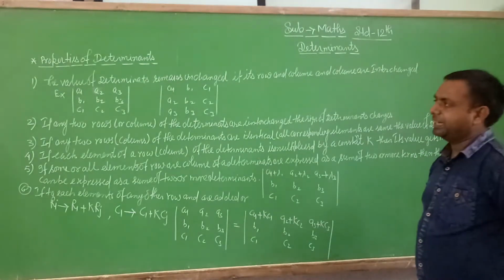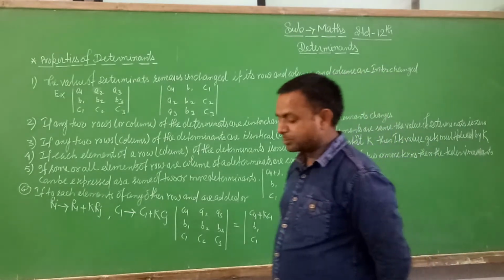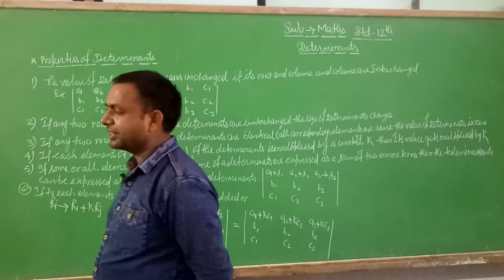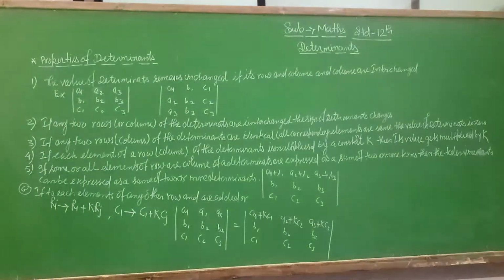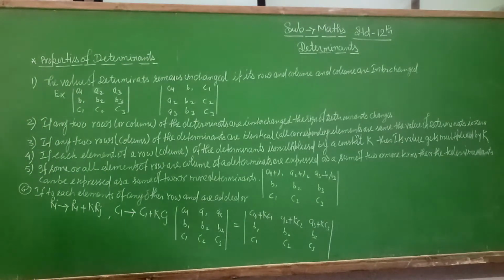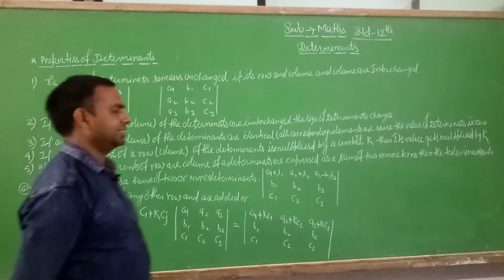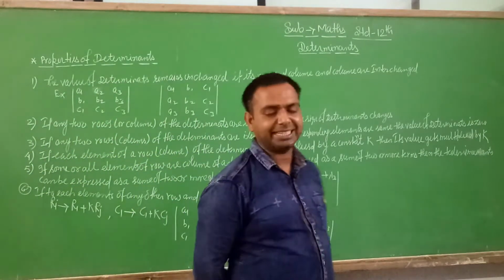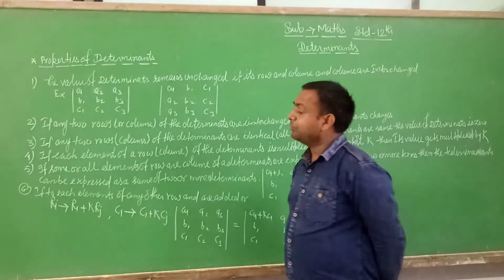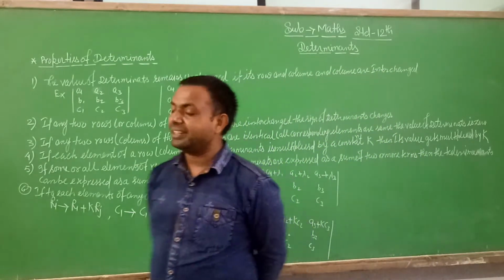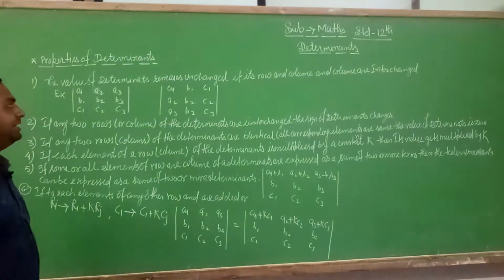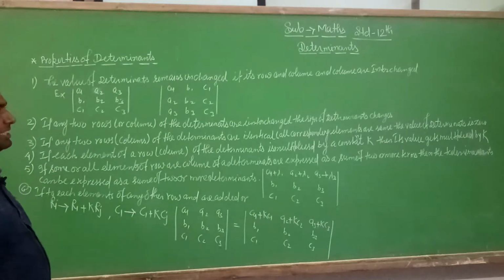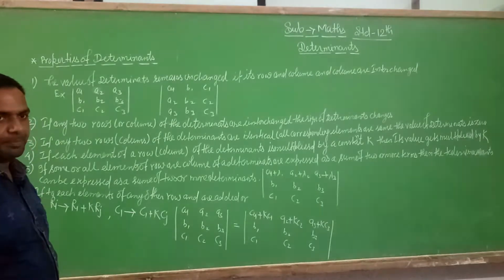There are many properties. Here are the 6 properties of the determinant. We will talk about each property one by one, starting with the first property. The first property of determinants is that the value of the determinant remains constant, or unchanged, if its rows and columns are interchanged.